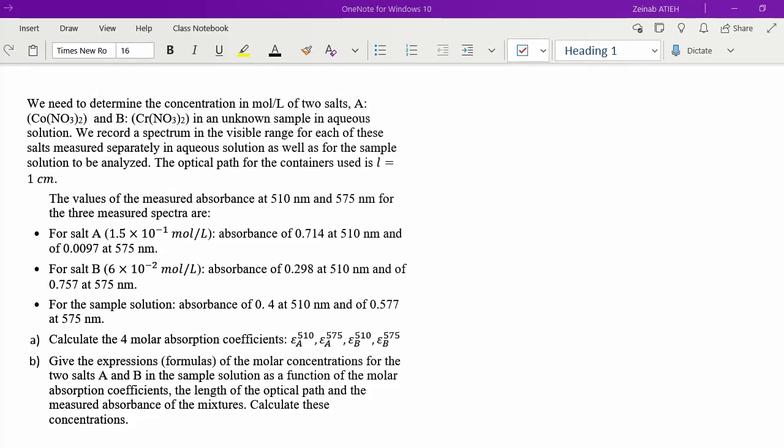In the first part, it says calculate the 4 molar absorption coefficients: for salt A at 510, for salt A at 575, for salt B at 510, and for salt B at 575. So for each salt separately at a certain wavelength. Remember that the molar absorption coefficient for a certain salt or for a certain particle is a characteristic at a certain wavelength.